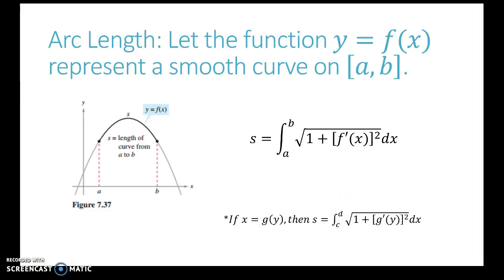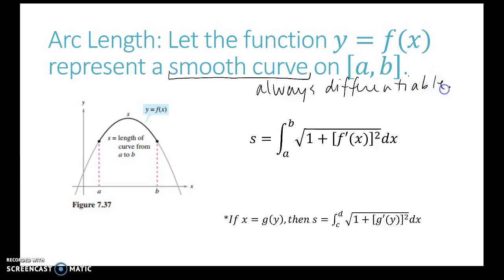Given a function f of x, let it represent a smooth curve. And a smooth curve is just a function that is always differentiable. All right, so that implies continuity, always differentiable. So a smooth curve on a closed function. So then the arc length is the integral from a to b, the boundaries of the curve, square root of 1 plus the derivative squared.